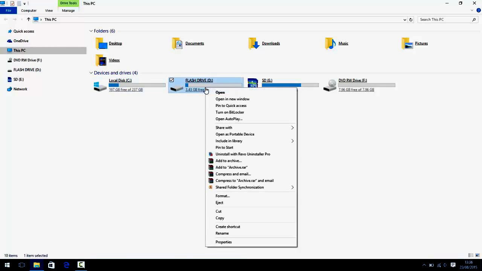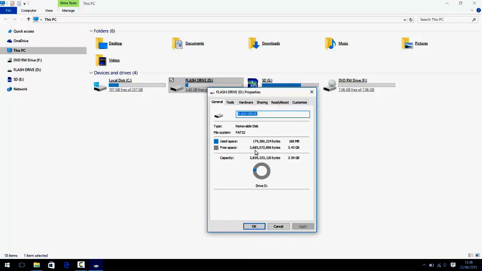And let's have a look at the flash drive also. It says 3.59. Again, right click, go to properties, and it says it's 3,859,333 bytes. Whereas here it says 3.59 and here 3.859. So from 3.5 to 3.8, you can see we get an extra of 300 megabyte, which is a lot for us. So why is it not a 4 gigabyte fully?